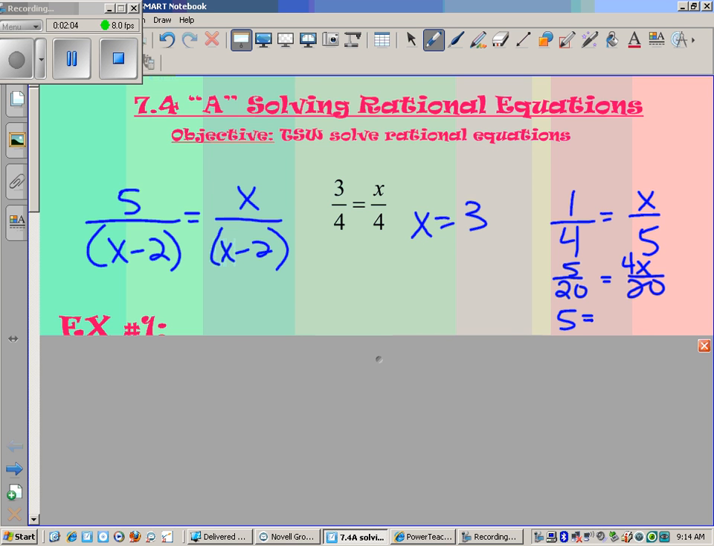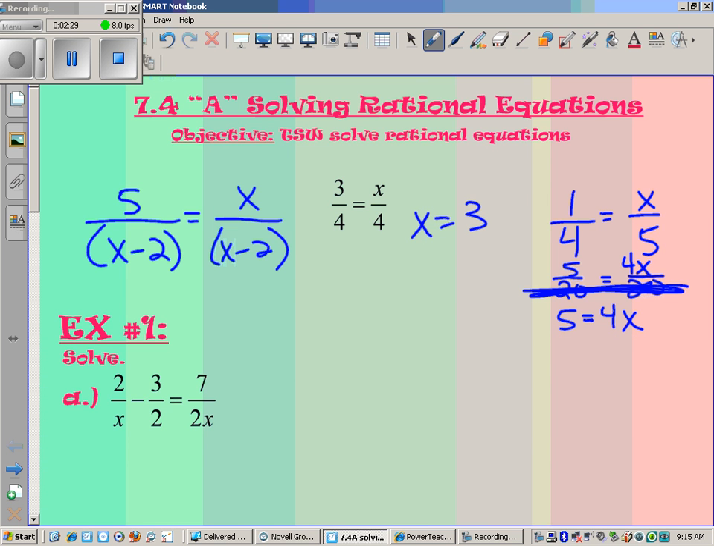So could I do this? 5 equals 4x, and solve from there. So what would x equal? 5 over 4. Right? So if I can get my bottoms to be the same, the top should be the same. Once I get my bottoms to be the same, can I just totally ignore those bottoms and just worry about the tops? Right? That's what we're doing today. Ready?